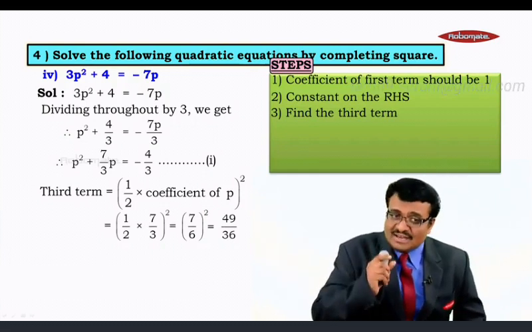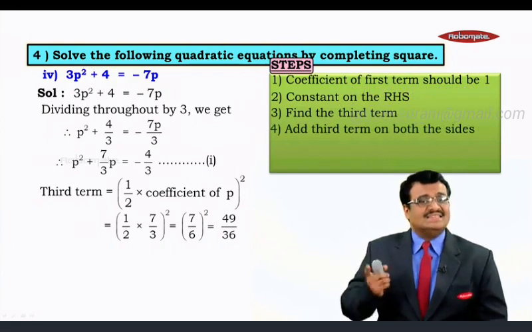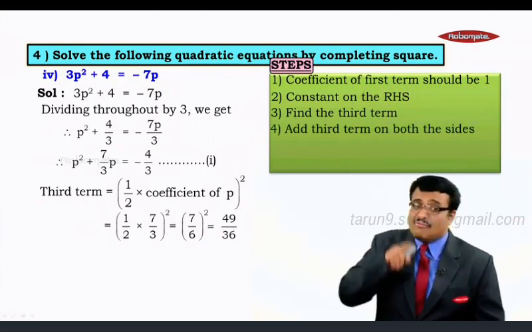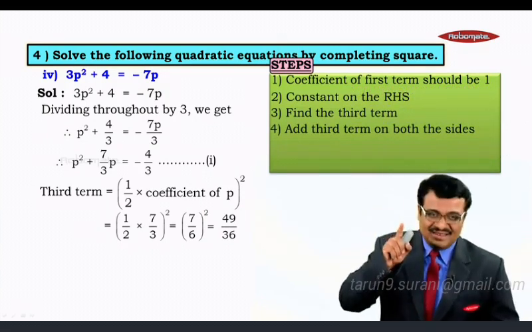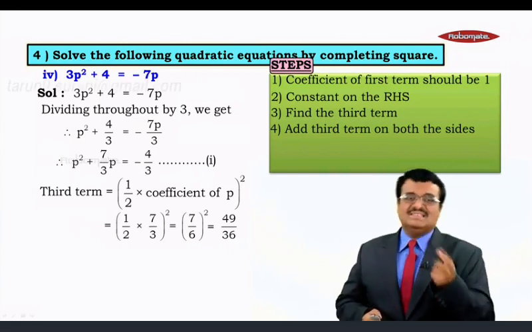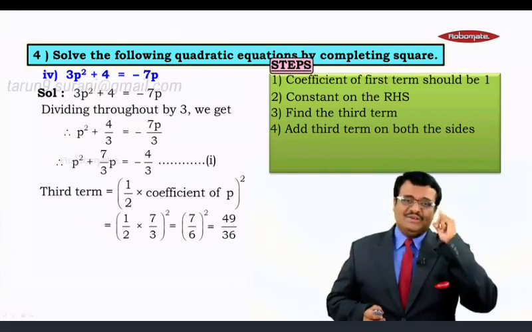Now once you get the third term, what to do with this? Add this third term on both sides of equation number 1. So let us add this 49 upon 36 on both sides of equation number 1.